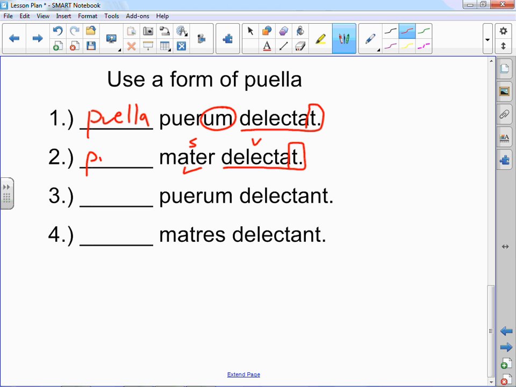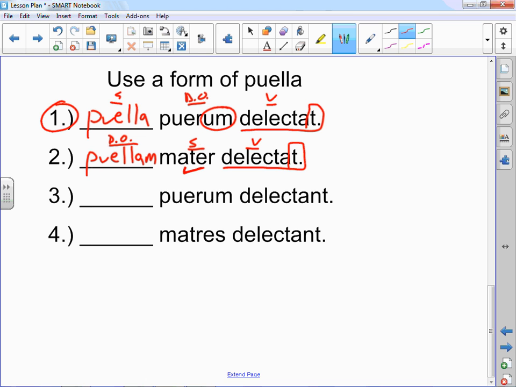So in number 1, I have the girl pleases the boy. And number 2, I have the mother pleases the girl. That singular nominative tells me that I already completed my subject and verb, so I need an accusative to create that direct object. In number 1, I have the verb and I have the direct object in the accusative. I'm missing that nominative form. I know it's singular because of the T.